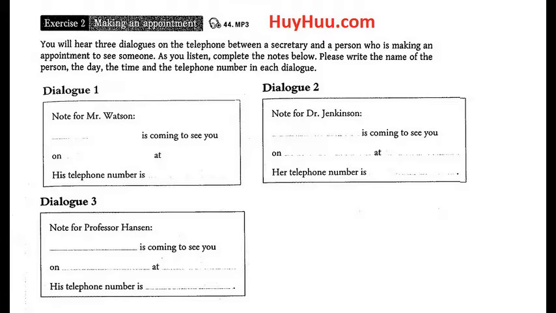Dialogue 3. Hello, can I help you? Yes, I'd like to see Professor Hanson on Tuesday, please. Who is speaking? David Bell. Yes, would 3:30 be convenient? That would be fine. Many thanks. Mr. Bell, would you leave your telephone number, please? Yes, my number is 859-7783. 859-7783. Thank you.